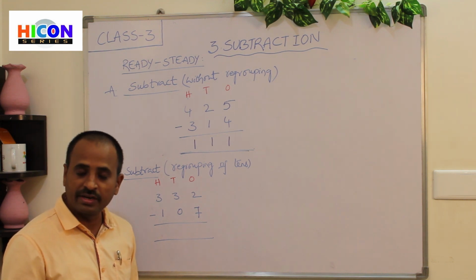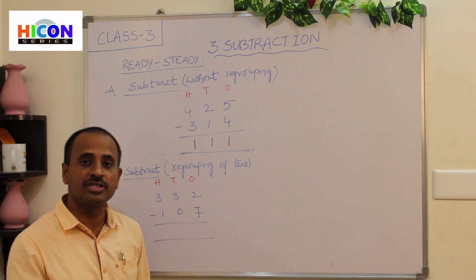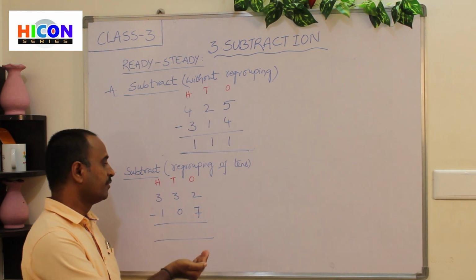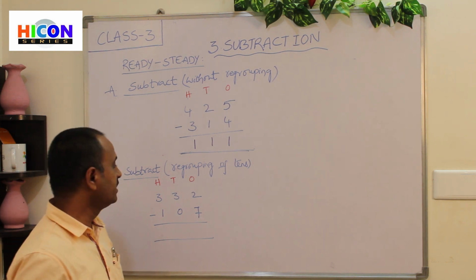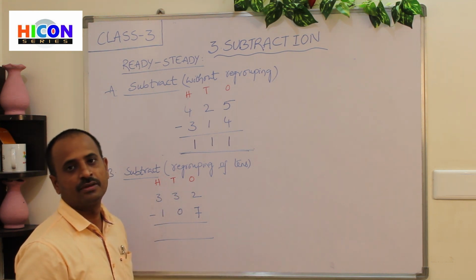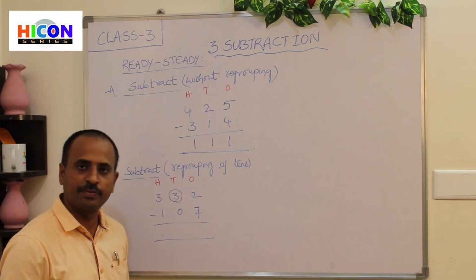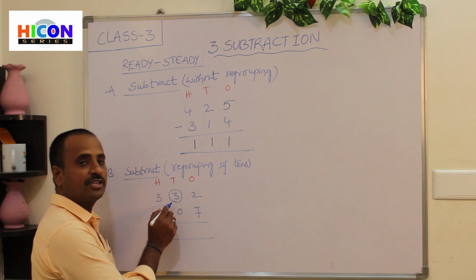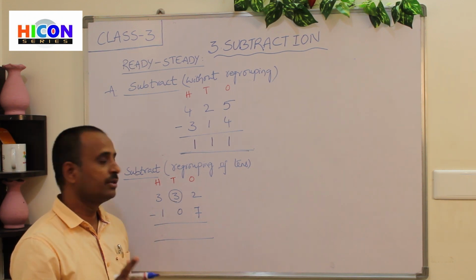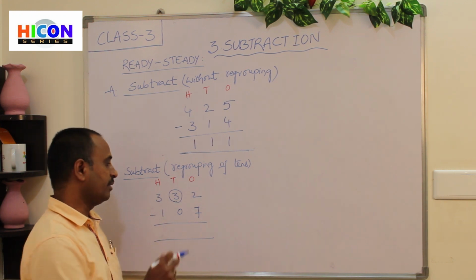So how can we subtract here? If subtraction is not possible, then we have to borrow from the next place, that means from its previous place. So what is its previous place? Tens place. So borrow from the tens place. What is the digit present in the tens place here? 3 is present in the tens place. That means 3 tens are present here. So borrow 1 ten from 3 tens.